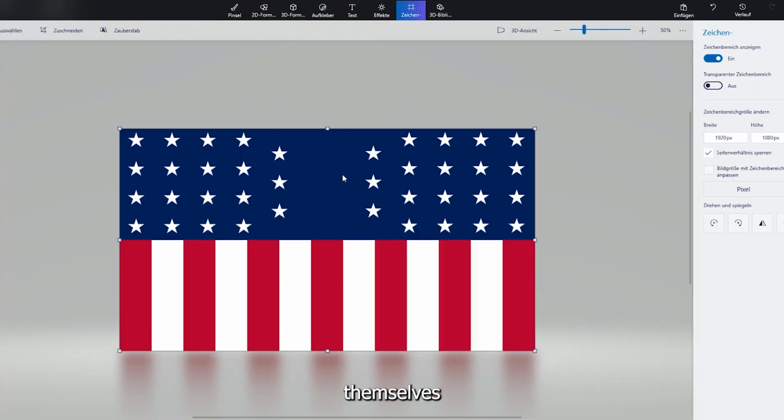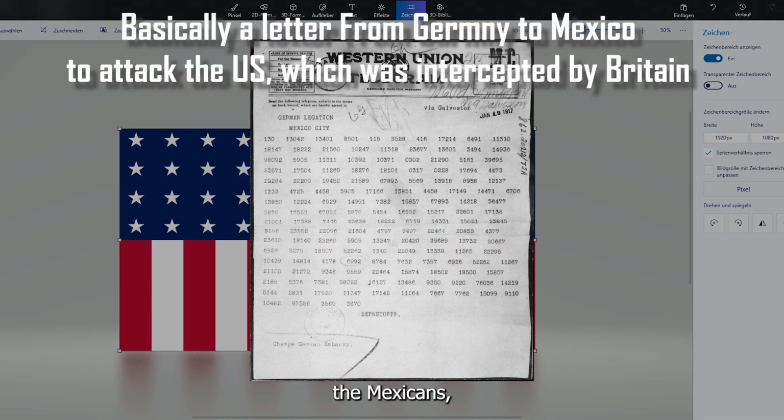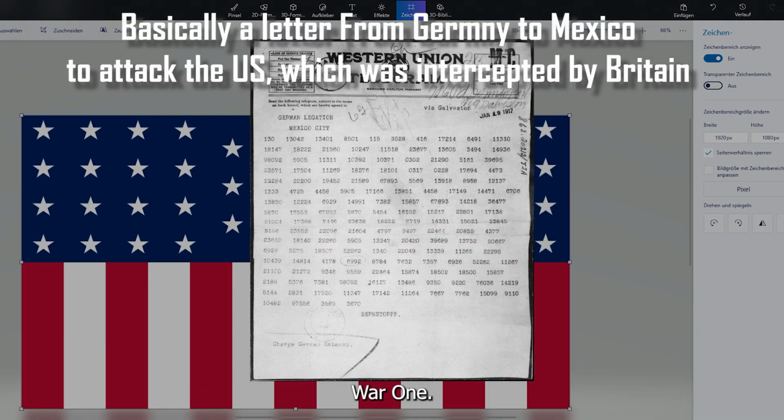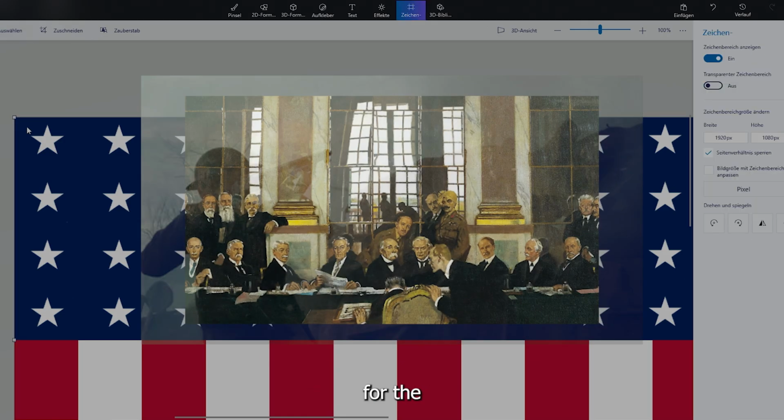Then they isolated themselves and traded a bit, and then they got a telegram from the British about the Mexicans, which led them to join World War I on the side of the Allies, and then they showed up in Europe with their shotguns and won the war for the Allies.